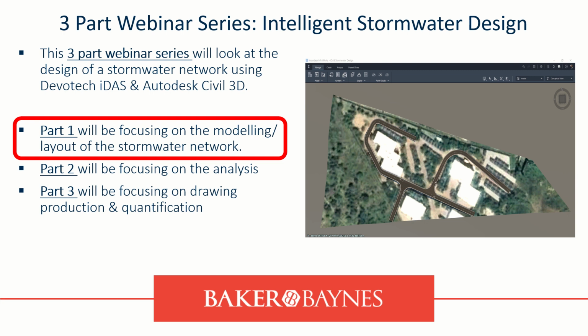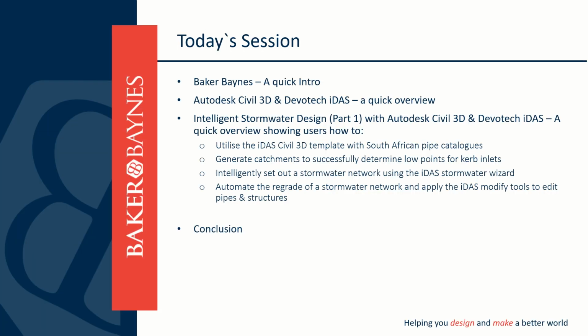Part two, we'll be looking at analysis, because if your part one, your setting out of the stormwater network, is not done correctly, you're going to get a lot of errors in the analysis phase. And then, of course, part three will be focusing on plan production, drawing production, and quantification. This is more or less how you would do it in consulting as well. Being in the consulting environment, and being a civil design engineer as well, I know more or less the process of how you would apply it in office.